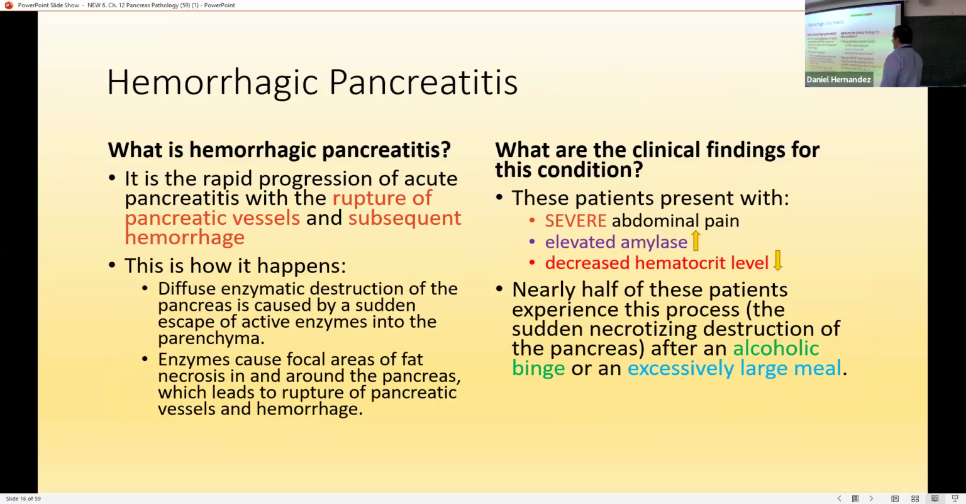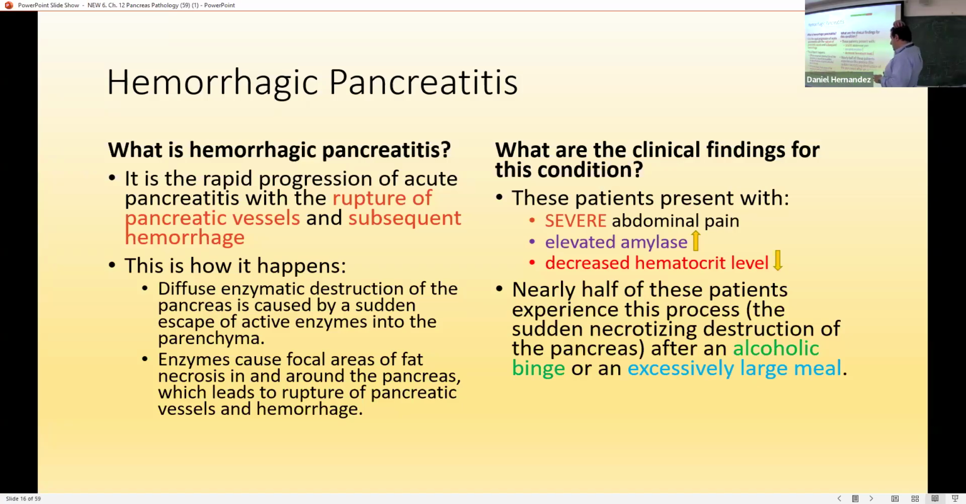Hemorrhagic pancreatitis. This is when a patient has a very sudden progression in acute pancreatitis. So the pancreas, again, all of a sudden just starts getting inflamed and swells so rapidly that it actually ruptures. So rapid progression of acute pancreatitis with rupture of the pancreatic vessels and subsequent hemorrhage. This is how it happens.